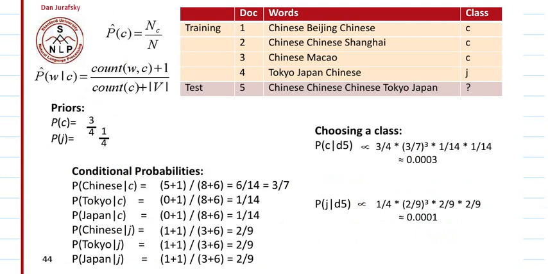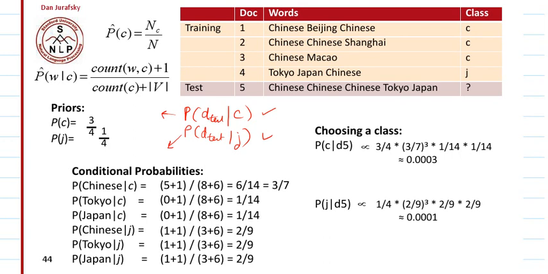So here the test document is Chinese, Chinese, Chinese, Tokyo, Japan. We need to calculate the probability of P of test document given these 2 classes, class C and class J. So I need to calculate P of document test given class is equal to C, and the probability of document test given class J. I will check which is the highest probability, and I will predict that particular class. If this probability is higher, I will predict that the predicted class is C. If this probability is higher, I will predict the predicted class is J.